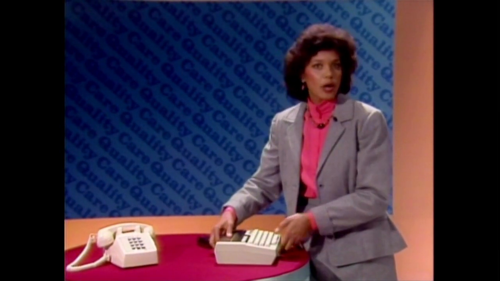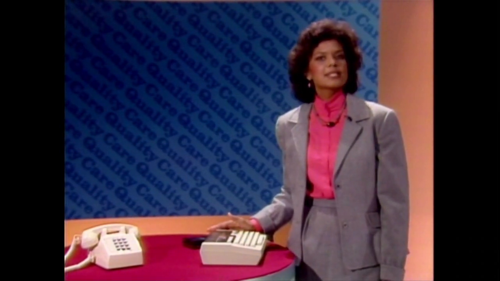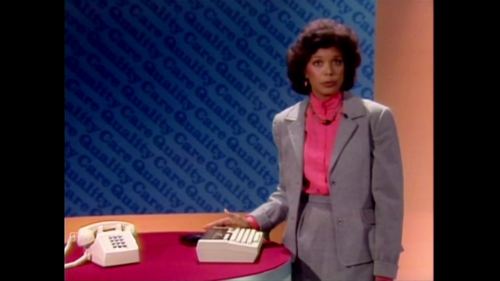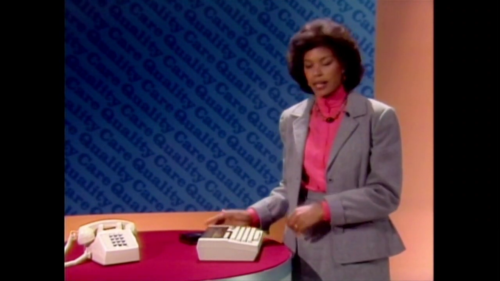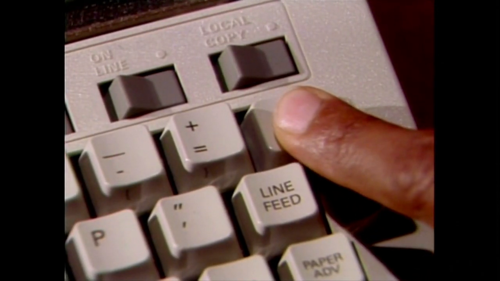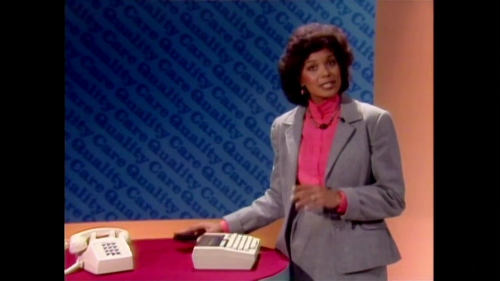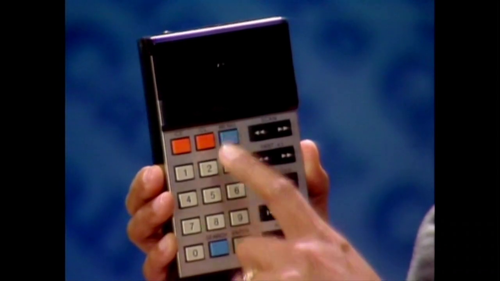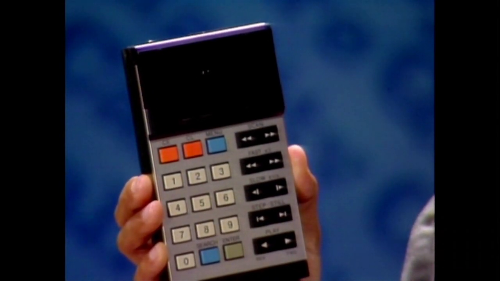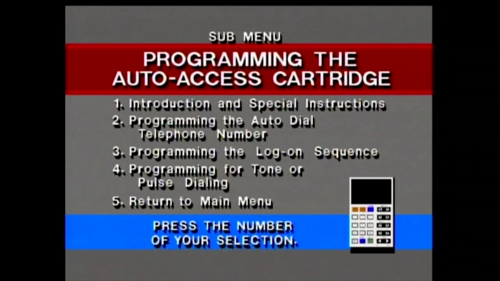To program the auto access cartridge, you'll be asked to make entries using the terminal's keyboard. If you make a mistake, just press the command key and start over. To start the video disc over, just press this menu key on the video disc commander. The disc will return to the menu where you can reselect the procedure.